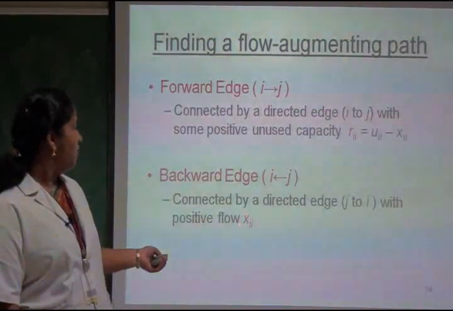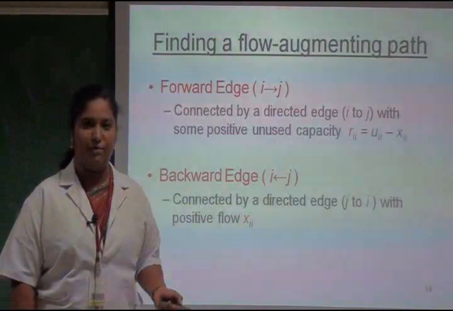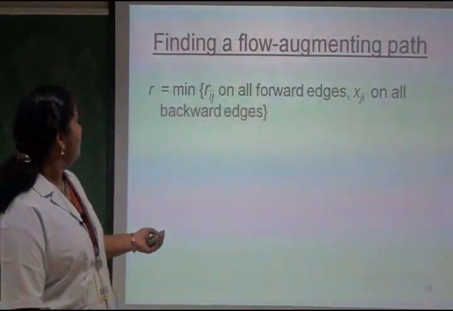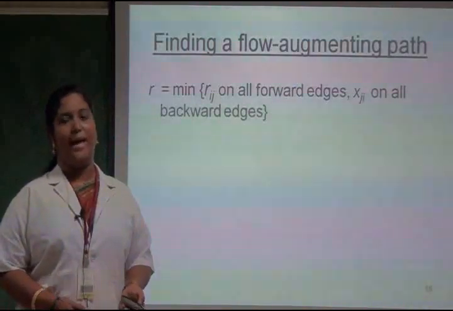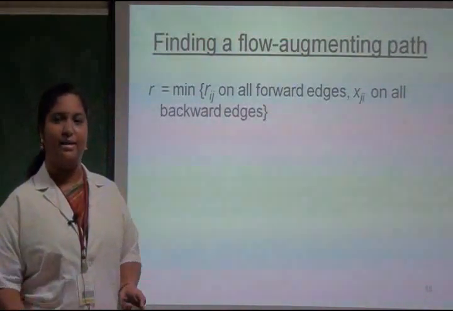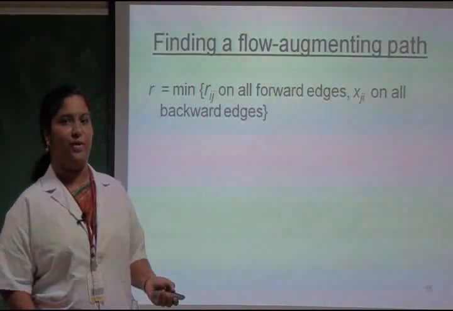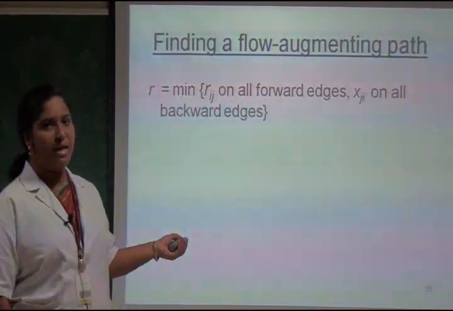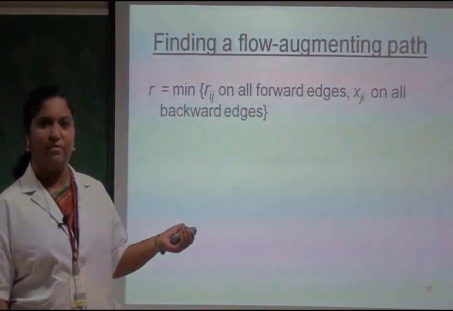So here the flow value xji is greater than 0. So you should have some positive value for xji. And then the next one is how to find out a flow augmenting path. So once you have calculated Rij values and xji values, you need to calculate the minimum between these two values, and that is stored in a variable r. So r is equal to minimum of Rij and xji values.